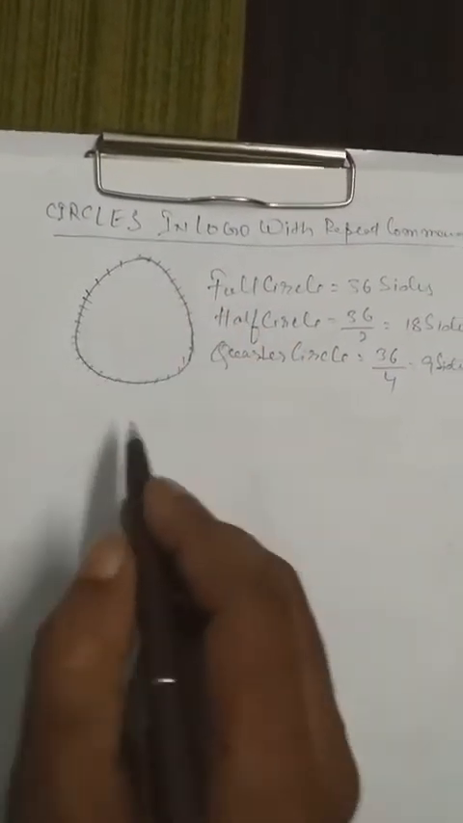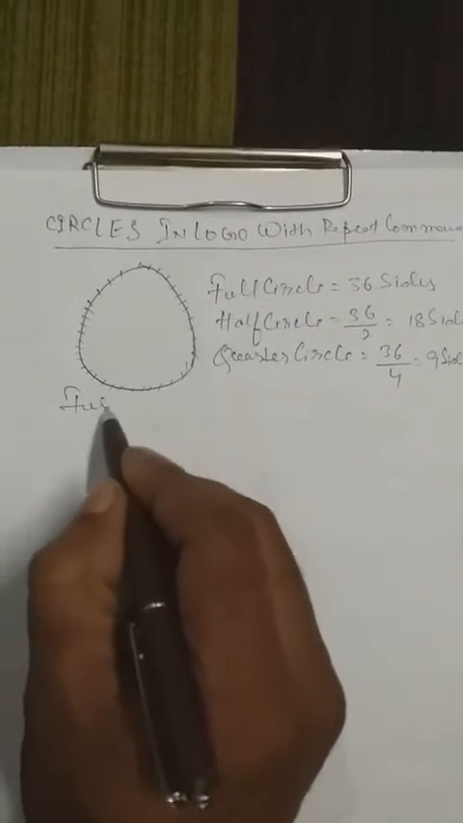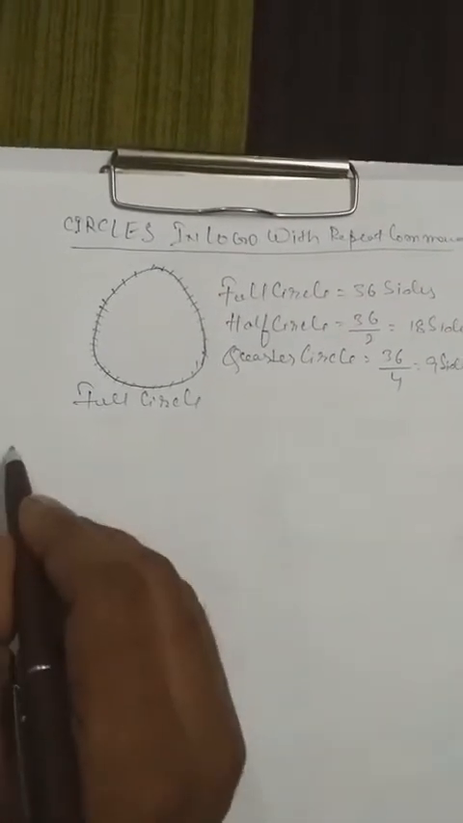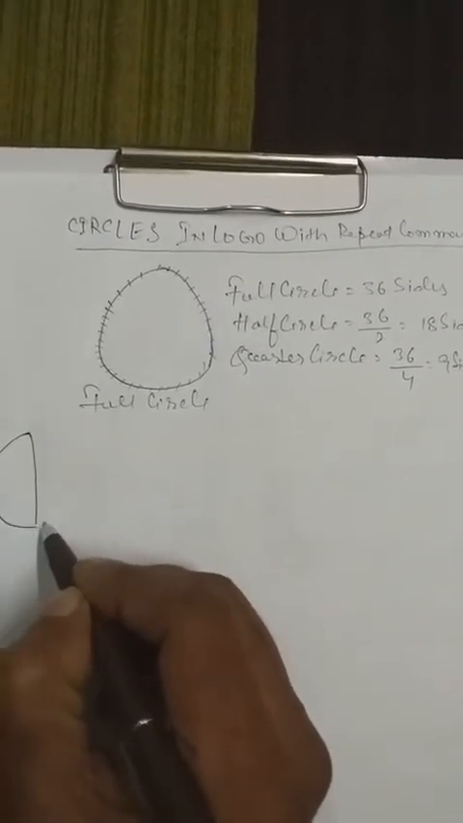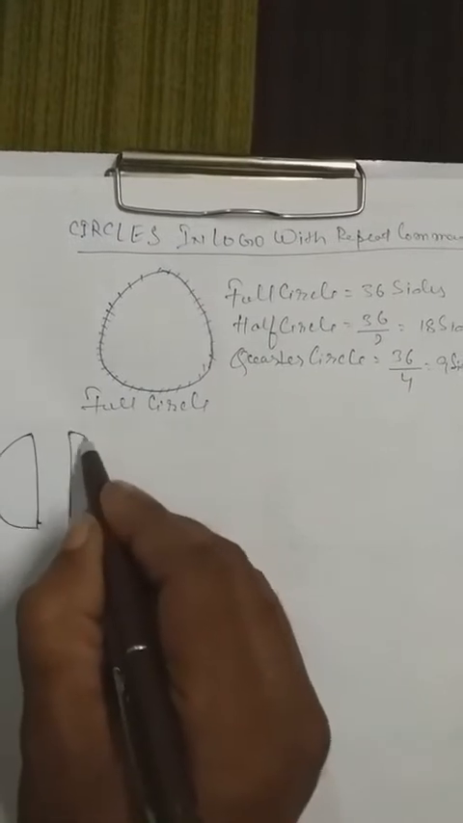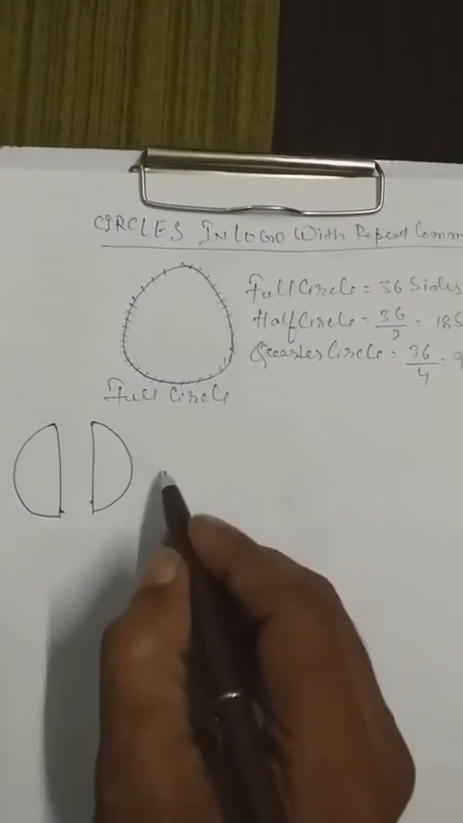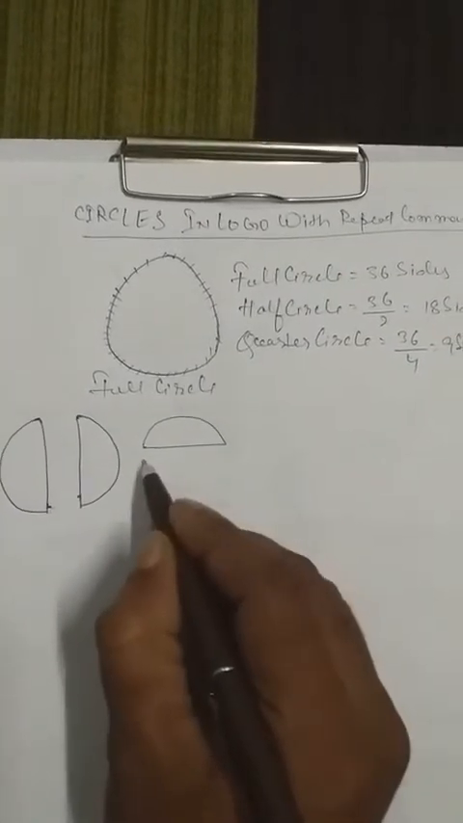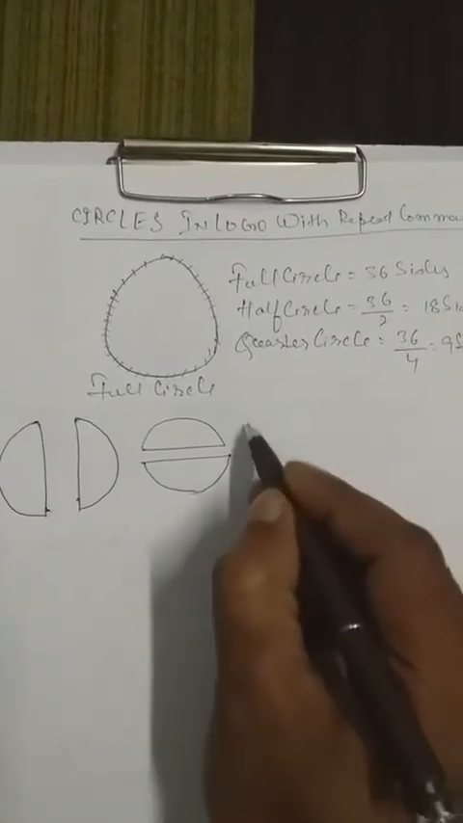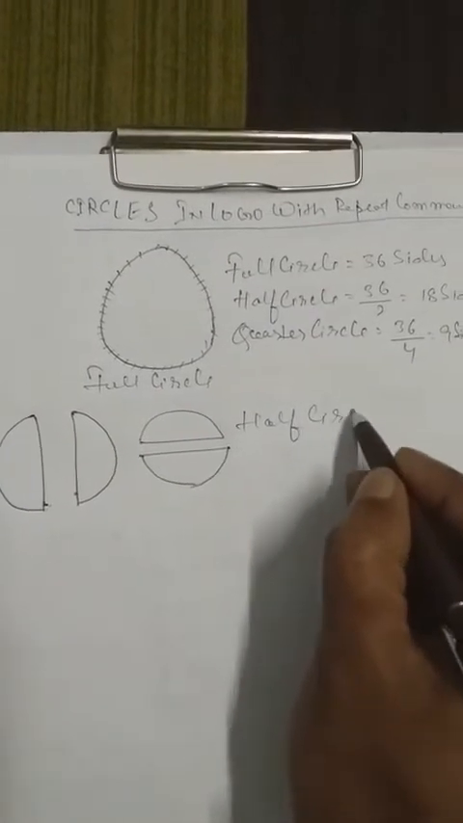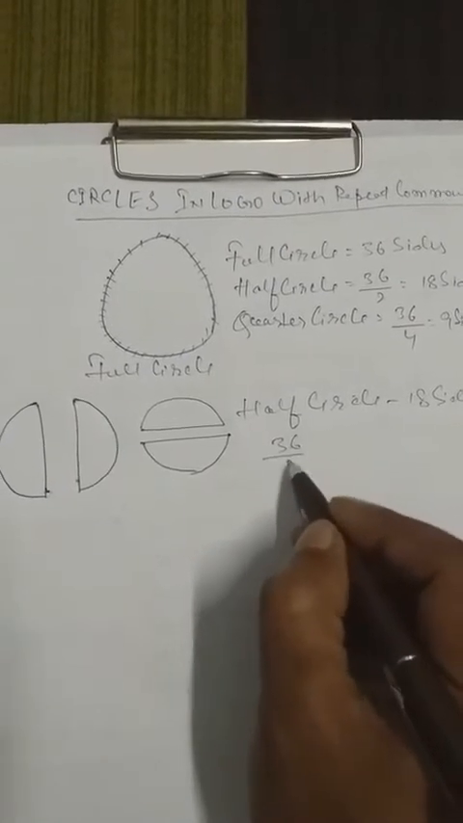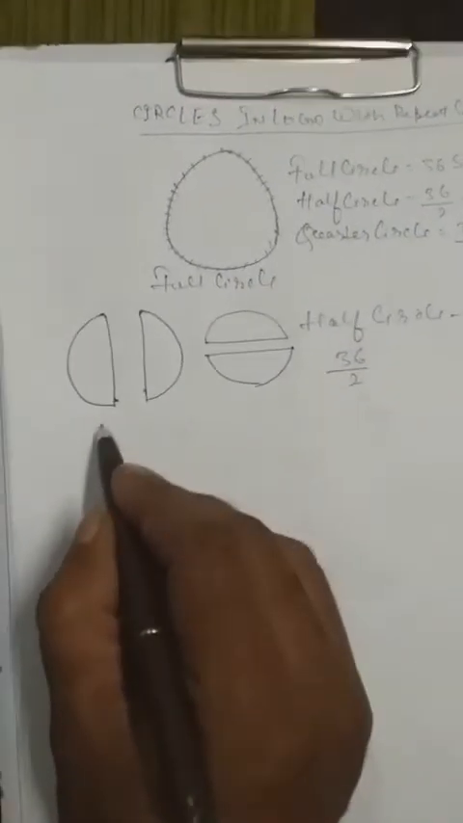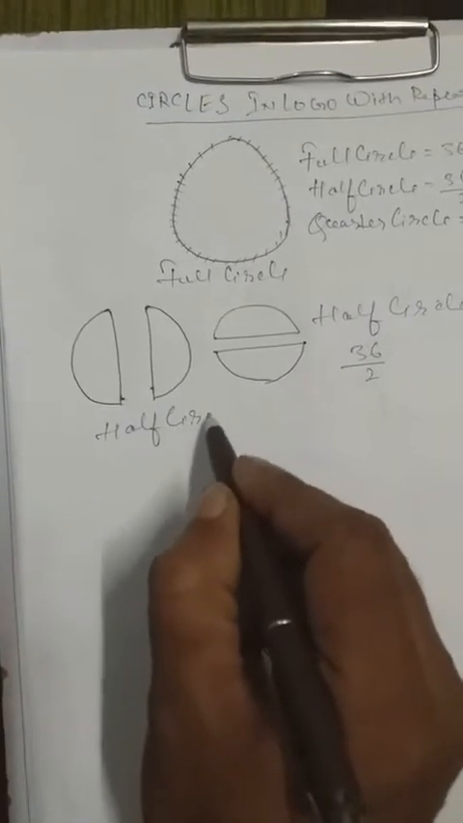Full circle means this is full circle. Half circle means either this is half circle or this is half circle. This also can be half circle. This also can be half circle. These are half circle. Half circle, 18 sides, 36 divided by 2. And this was half circle.